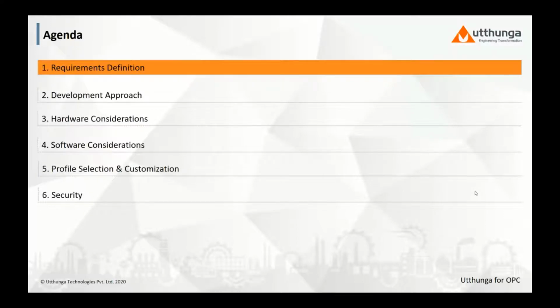So at a high level, this is the agenda for today. Requirements definition. So this agenda is oriented towards if you are trying to develop a new device, or if you already have a product or device in which you want to enable OPC UA, how the flow should be, and what are the things that you should consider, what is the approach. So this gives some starting pointers with that respect.